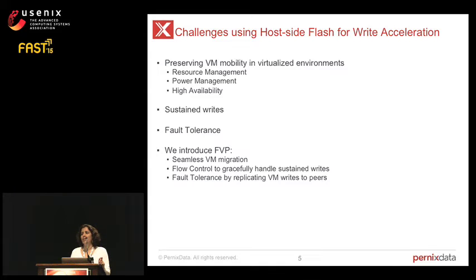If you have virtual machines that are very write intensive, then they can fill up the flash space that they have, and then they need to be stalled. They cannot be allowed to write to SAN after that, because the SAN has stale data, and writing to SAN would cause data corruption. The next challenge is fault tolerance. In case of a flash failure, if a virtual machine has dirty writes on its flash, then there is going to be data loss. So our contributions: we introduce FVP.